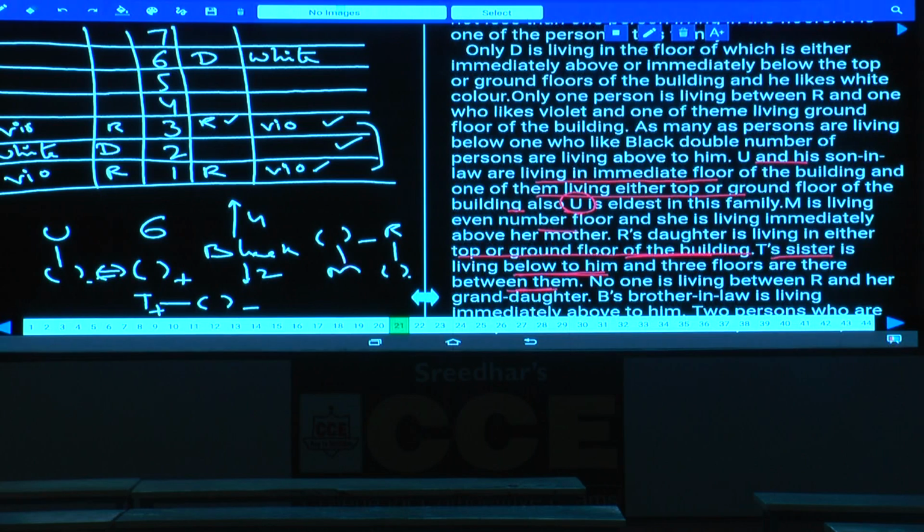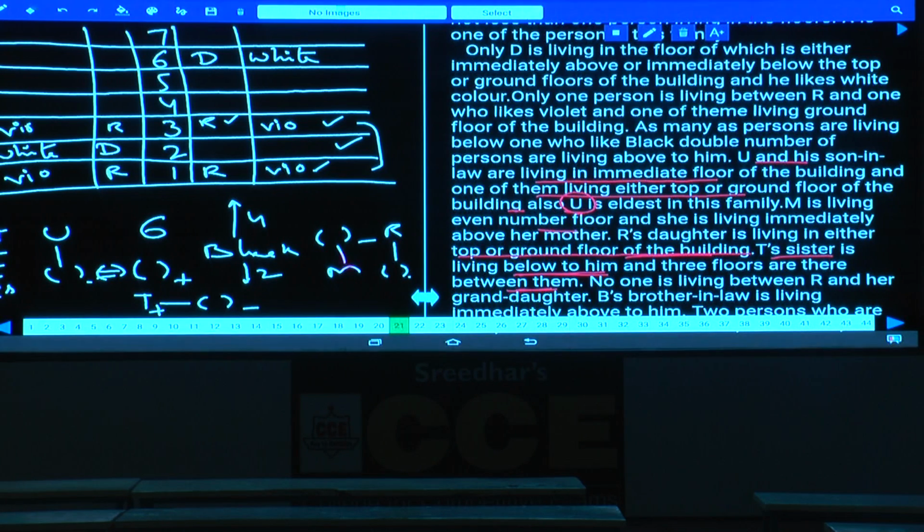Between T and his sister, how many floors are there? 1, 2, 3, and T's sister is here. There are 3 floors between T and T's sister, and this T must stay on which floor? T can be either on the 7th floor or on the 5th floor. Isn't it? There are only 2 possibilities.